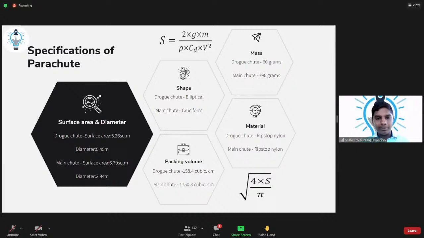The surface area of the main chute is 6.79 square meters, and the surface area of the drogue chute is 5.26 square meters. The mass of the drogue chute is 60 grams, and the main chute weighs 396 grams. The packing volume is the area occupied by the parachute when it is packed inside the rocket's body tube. The packing volume of the drogue chute is 158.4 cubic centimeters, and the main chute is 1070.3 cubic centimeters. The hole in the drogue chute is called a spill hole. It stabilizes the rocket while descending. Over to Ishita.